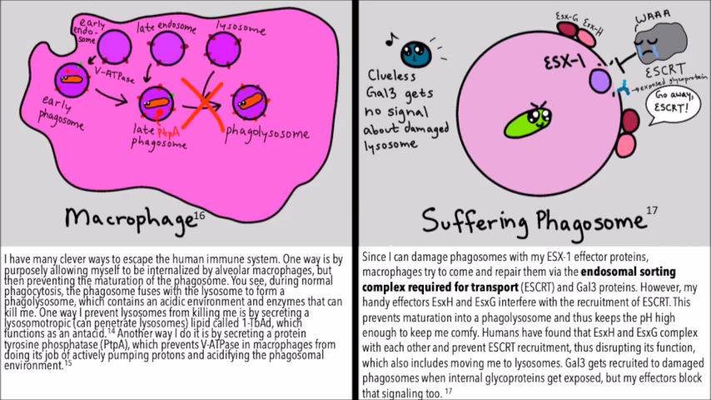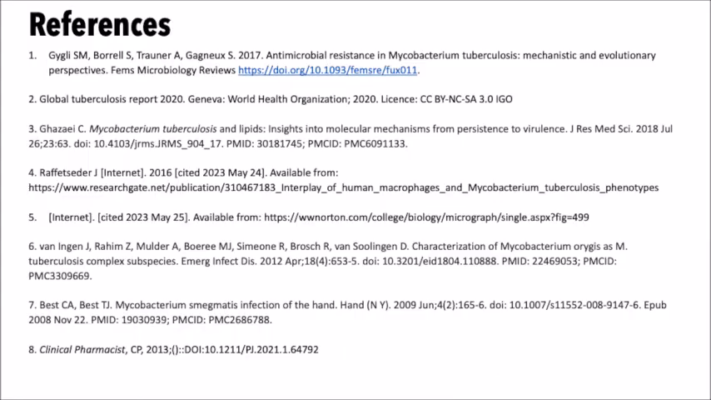Humans have found that EsxH and EsxG complex with each other and prevent ESCRT recruitment, thus disrupting its function, which also includes moving me to lysosomes. Gal3 gets recruited to damaged phagosomes when internal glycoproteins get exposed, but my effectors block that signaling too.